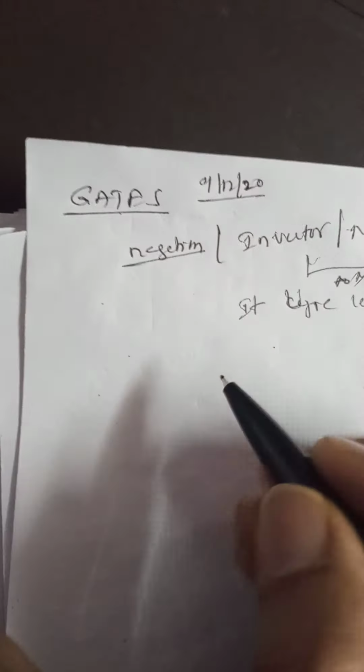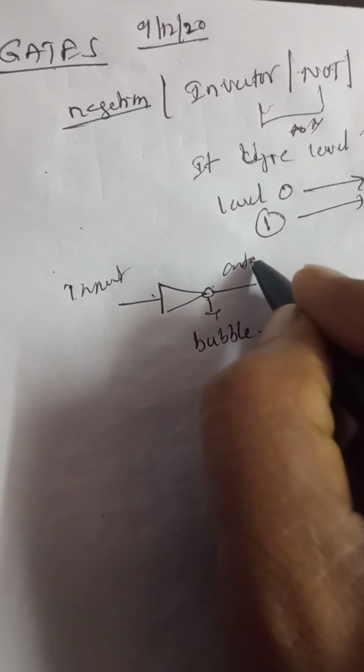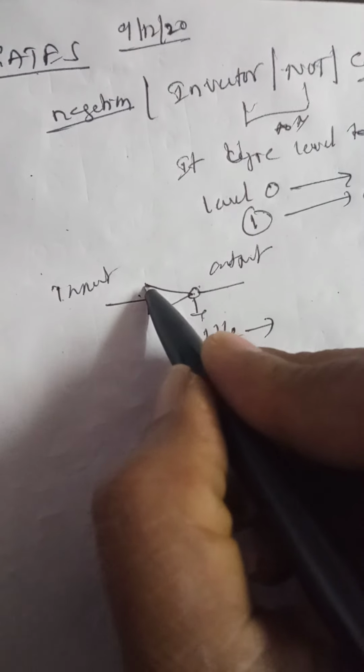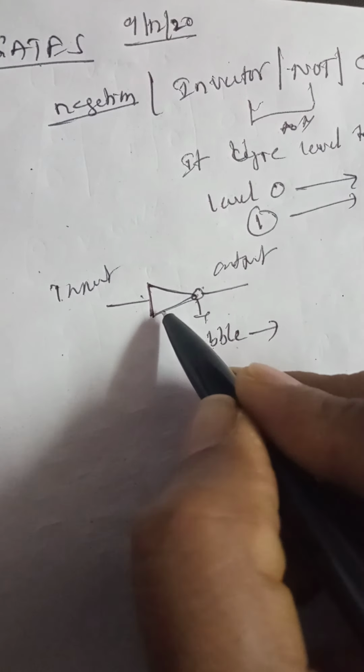What is the notation? This is the NOT notation, a triangular symbol with a bubble. This side is called input, this is called output direction, right? Now this is called a bubble. This bubble indicates that it is the output. Input is this side, this is called output side, right? NOT is denoted by this symbol, right?